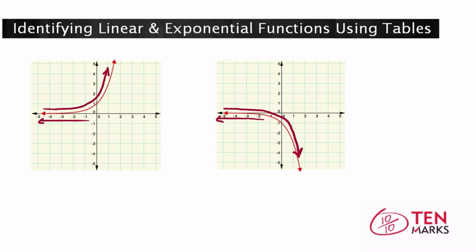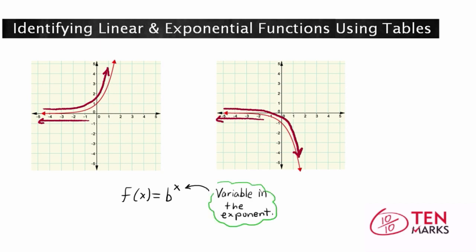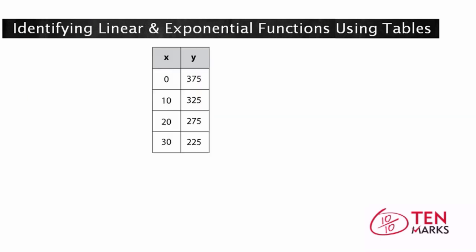Now exponential functions can be written in the form f(x) = b^x. Notice here that the variable is in the exponent. Now how about we take a look at a couple of tables. Here you want to find the ratio of the y values over the x values between the 4 data points that you have. If it grows by equal differences over equal intervals, then it has a constant rate of change.